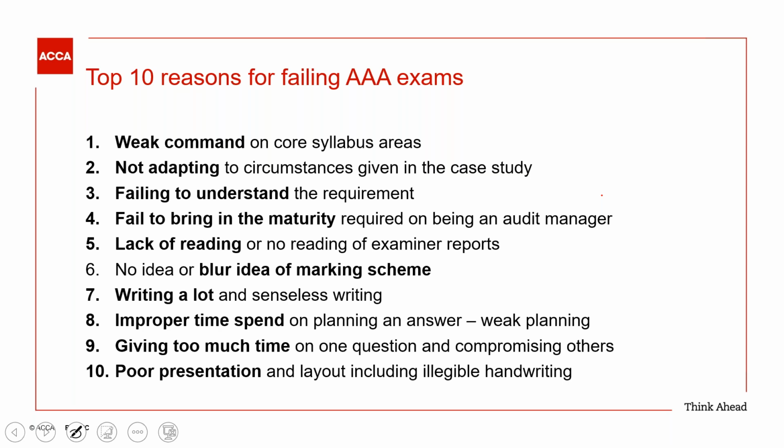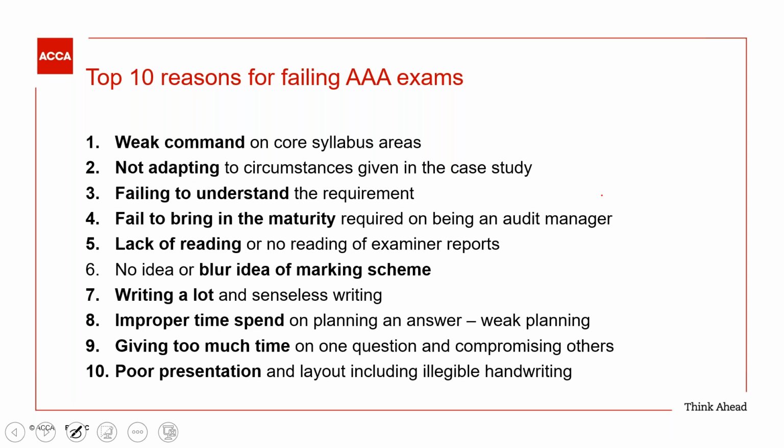The ninth reason: giving too much time to one question. This is a big problem, I think, for many students, right? Giving too much time to one question and compromising the others. A lot of students, after failing the triple exams, approach the tutor and say that they completed 75% of the paper, or 80% of the paper, or that their first question was done in around 1 hour and 45 minutes, or even 2 hours.